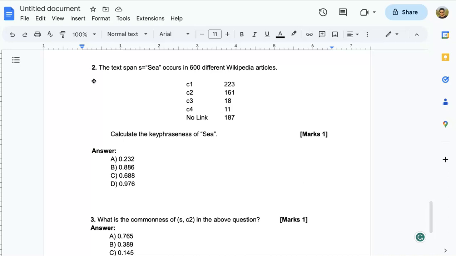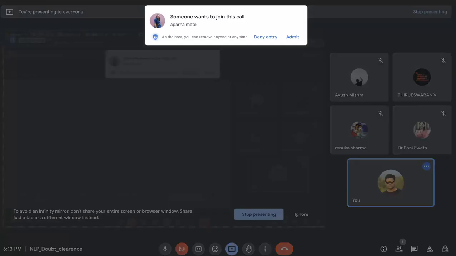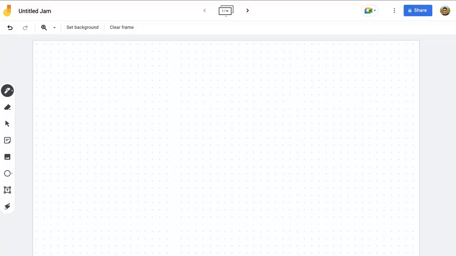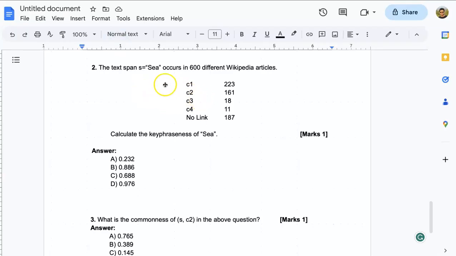The first numerical question says the word is given as C, and it occurs in 600 different Wikipedia articles, and a table is given. So what does this table mean? C1 means that C is connected to some of the pages. C is connected to some pages 223 times, some pages 161 times, some pages 18 times.